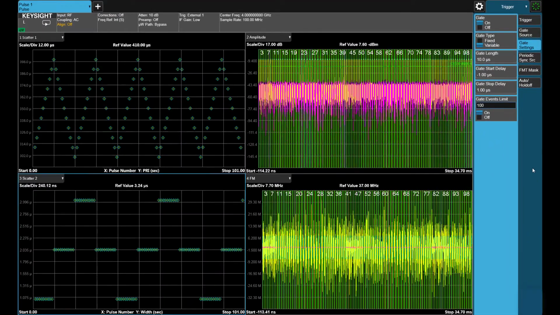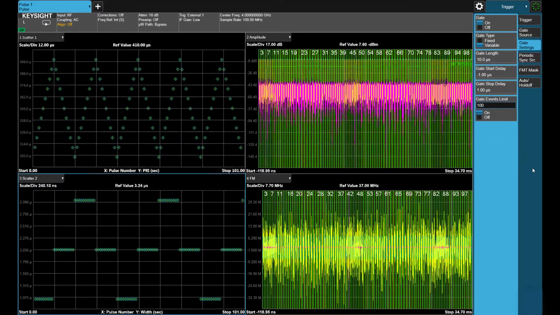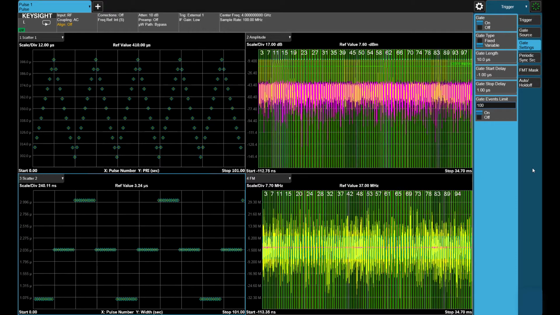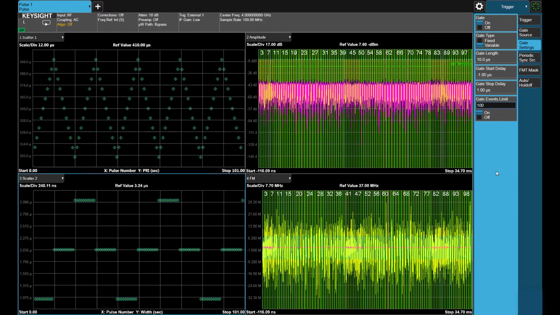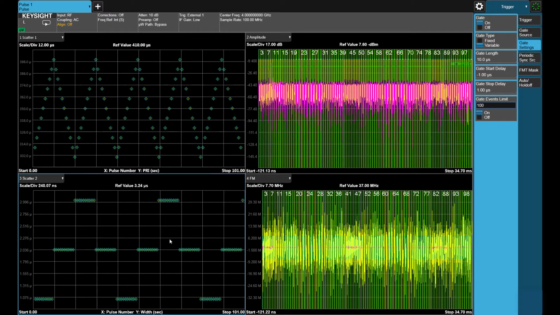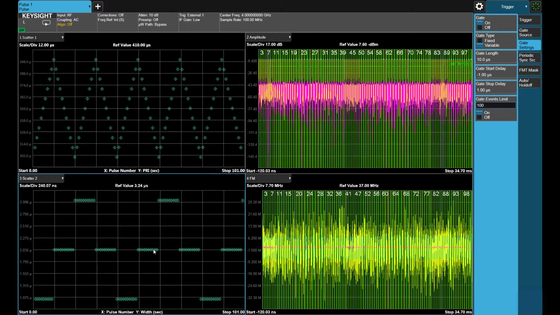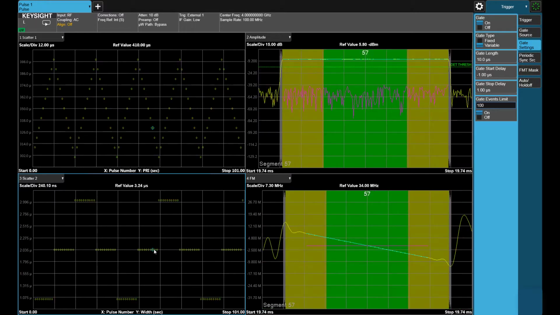Now that we understand the pattern of the PRI and pulse width, let's switch gears now to the modulation on the pulses. If you recall from the pulse table, each pulse had a linear FM chirp on it. We can use the scatter plots to select pulses and zoom in on them individually. For this pulse at 2 microseconds, we can see the trend of the frequency is decreasing over time.